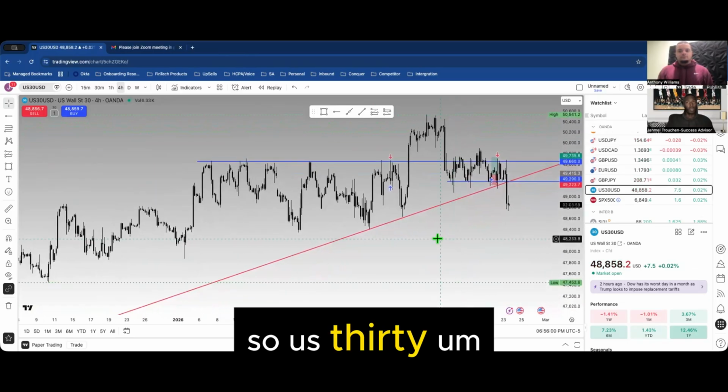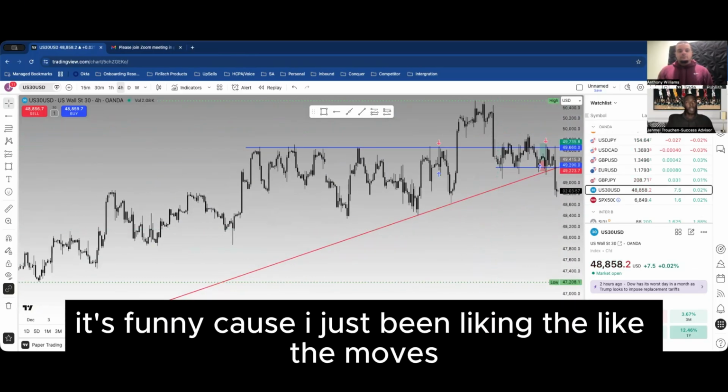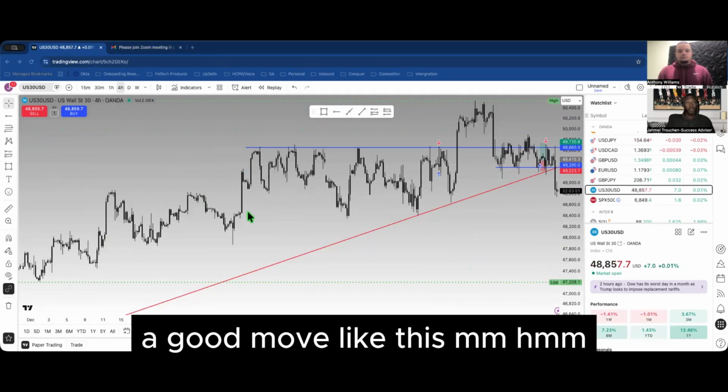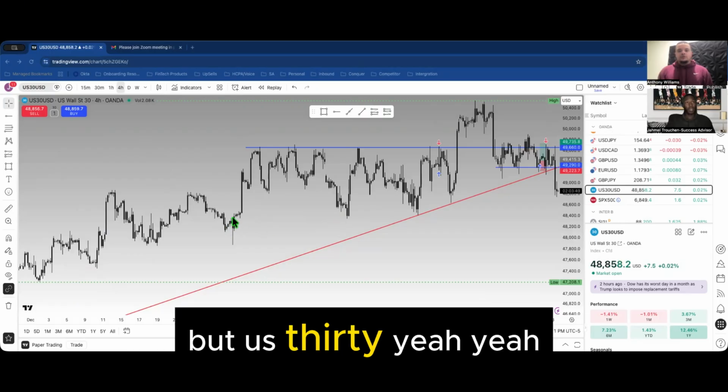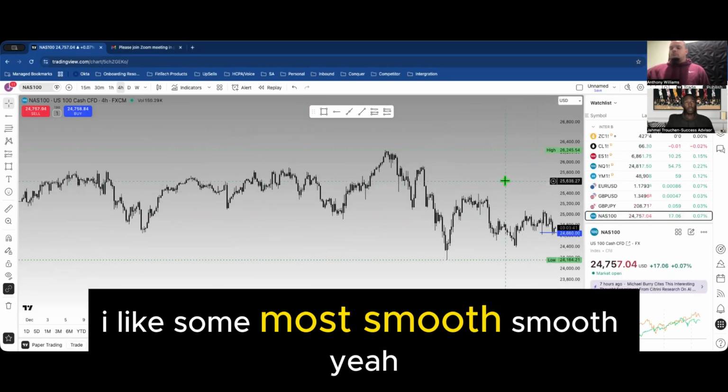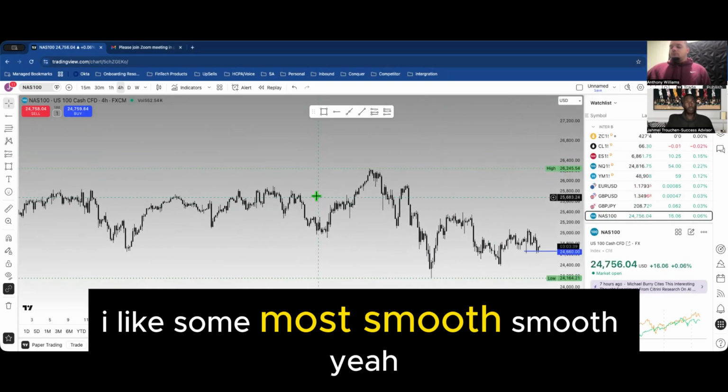But yeah, US 30. It's funny because I've just been liking the moves. If you get a good move like this on US 30, yeah, good move. And then even the NAS 100 I was looking at too. I like the smooth ones.